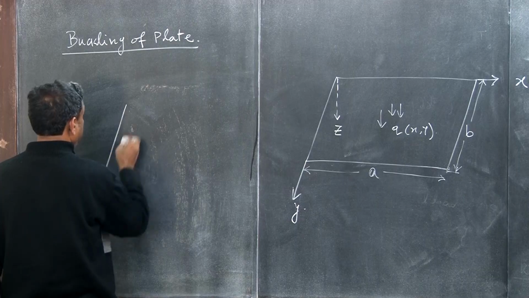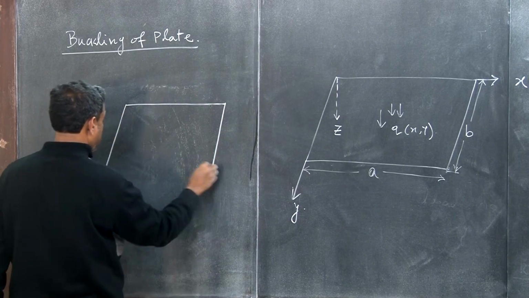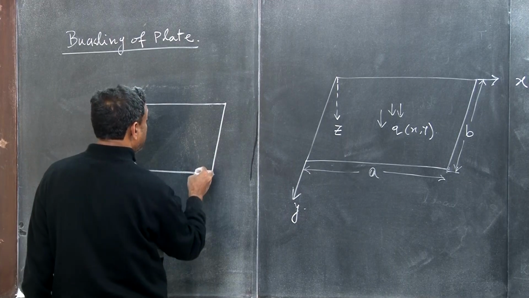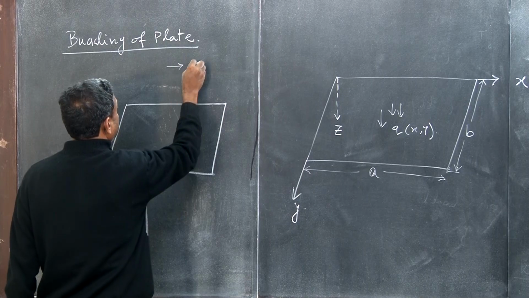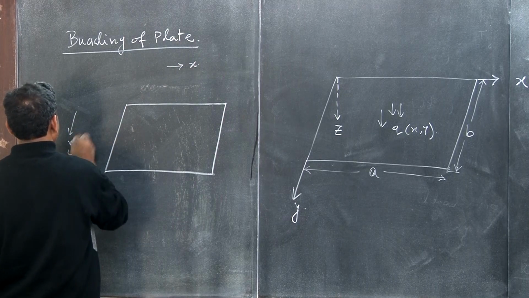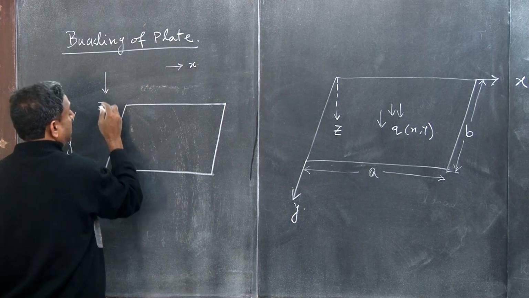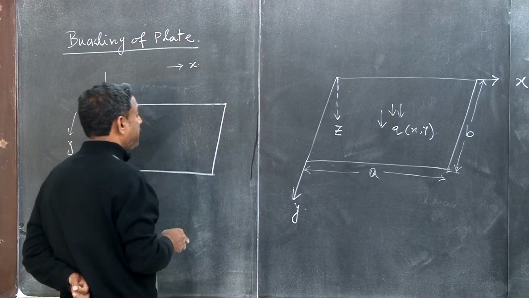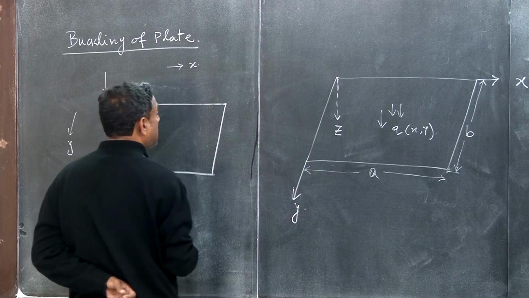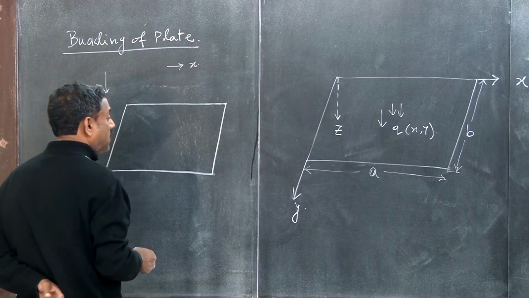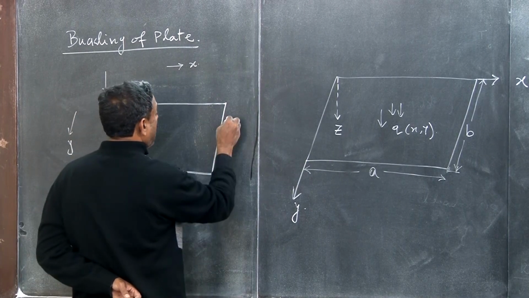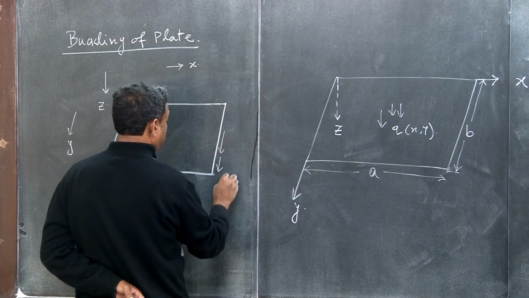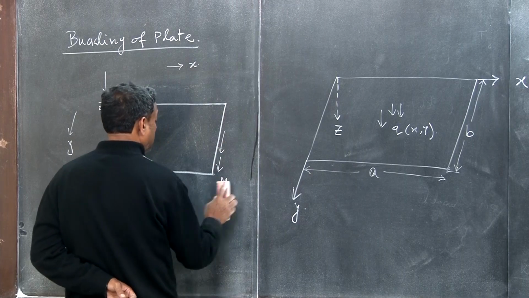So if you can recall, assuming this is the plate, you see, this is positive x, this is positive y, and this is positive z. You can recall that was like the double arrow we have used, right?